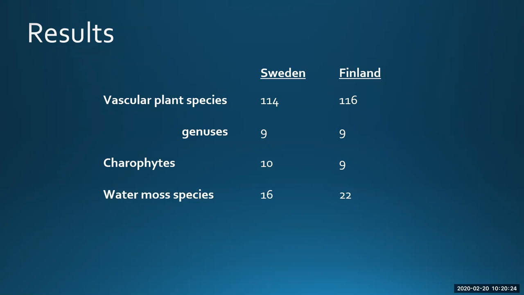Water moss species, so actually freshwater mosses that we found out in the sea here, are 16 and 22 respectively. And other than algae and cyanobacteria, 22 and 27. And this totals up to 162 and 174. So let's say around 170 different species of actual macrophytes, like larger plant species, you can see.